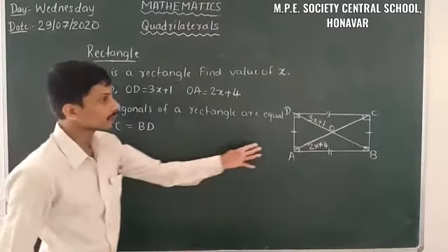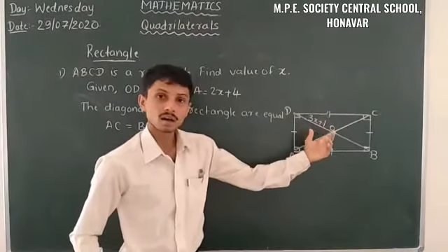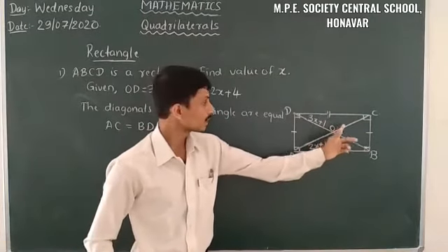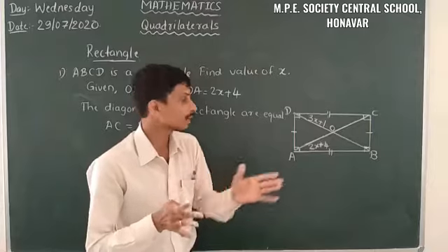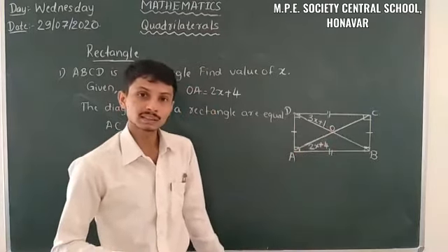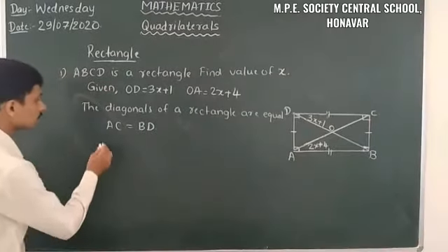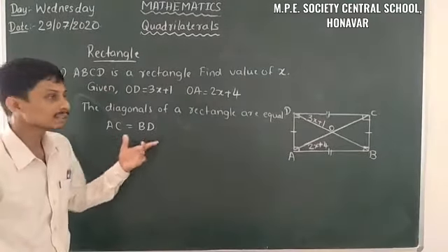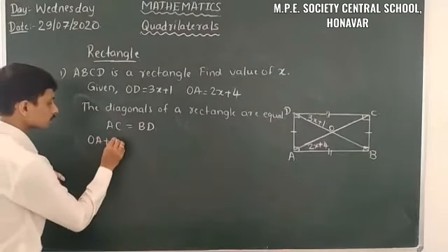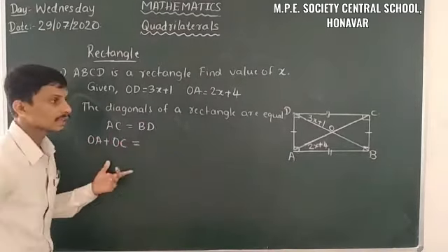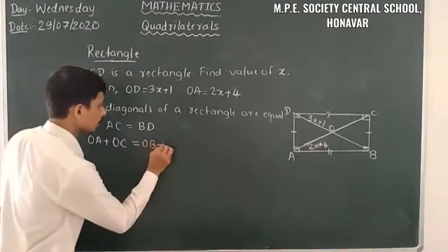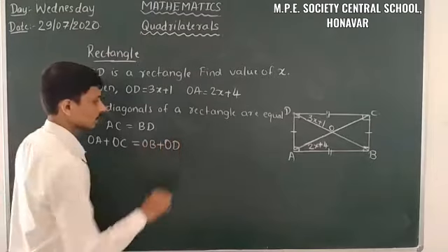After that, when AC bisects BD, AC is split into two parts, that is OC and OA. OC and OA are one and the same here. So AC can be written as OA plus OC, and BD can be written as OB plus OD.